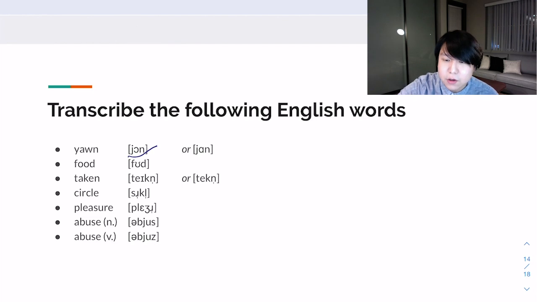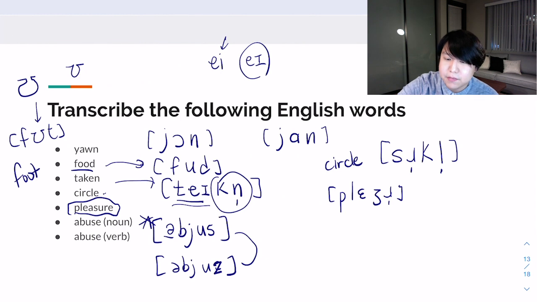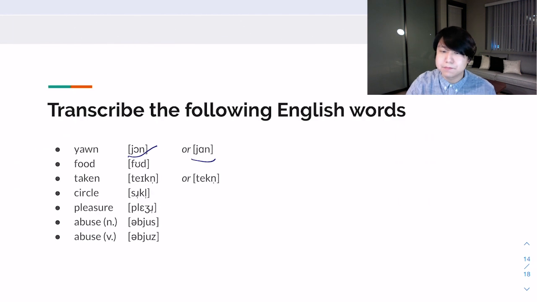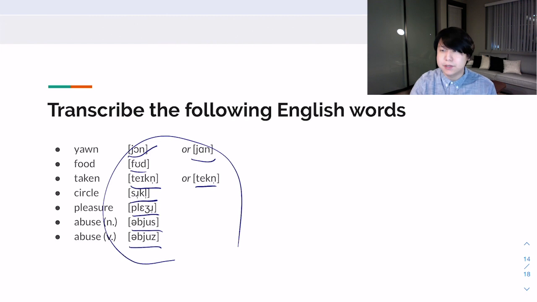Yawn or yawn. Taken: in General American accent this is a diphthong, but in Californian it became a monophthong e. So someone will transcribe this in different ways. So yawn or yawn, based on your dialect. Foot, taken, circle, pleasure, abuse. So that was the correct answer.